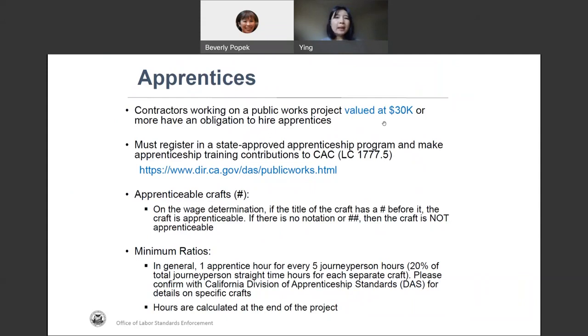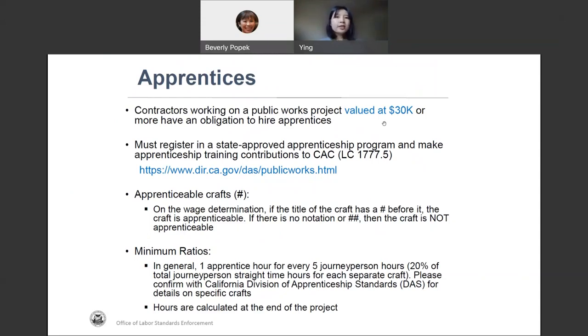And also, if you see a pound sign next to a title of the craft that you're working on, then that means that the craft is apprenticeable. If you do not see any notation or you see double pound sign, then that means the craft is not apprenticeable. There's also a minimum ratio required. And in general, it's 1 apprentice hour to every 5 hours of journey person. And it's counted at the end of the project at straight time hours.